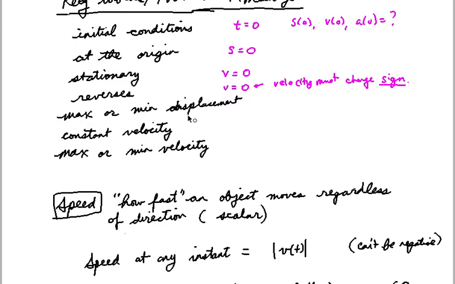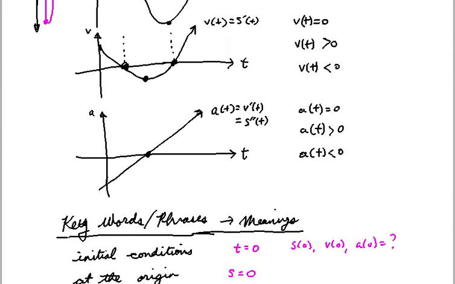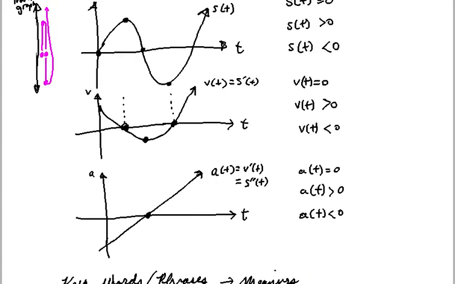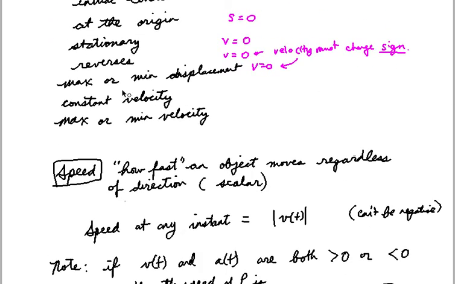Maximum or minimum displacement. Again, that would be when velocity is 0, and again the velocity must change sign here. In this case, we had two situations. We had the negative here, the minimum, and the maximum, and in both those cases, the velocity was changing sign there.